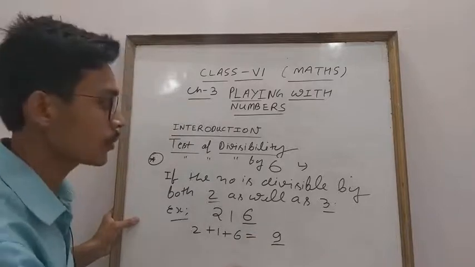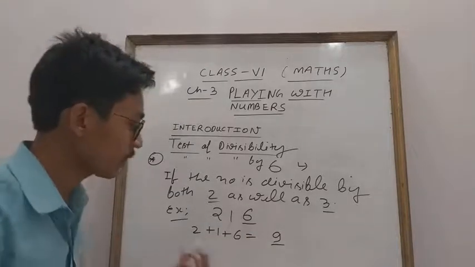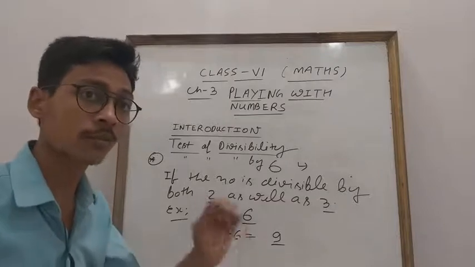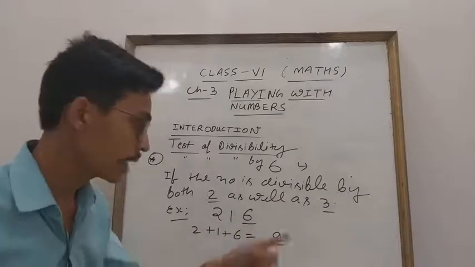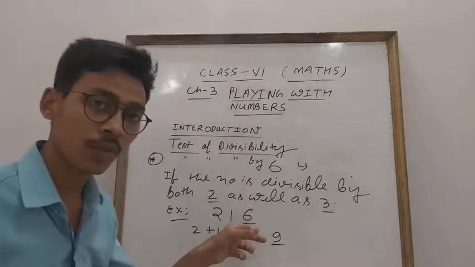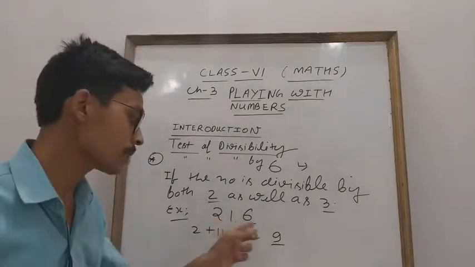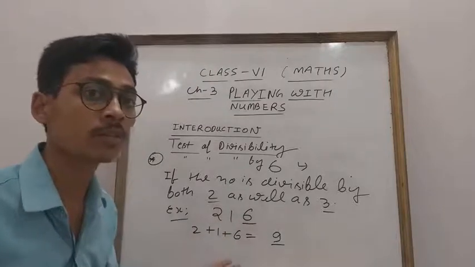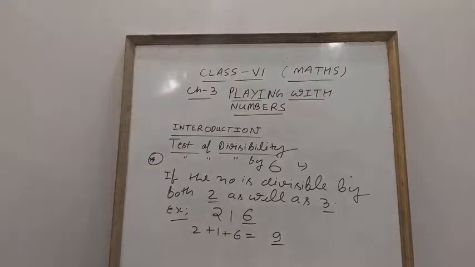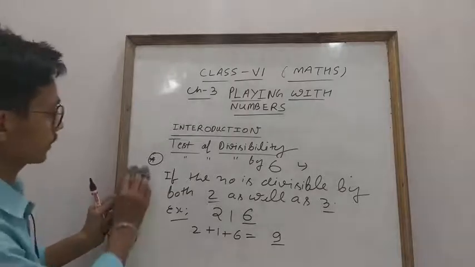Clear student? You have to check both. Here I am writing, here I am not writing so much. But when the examination question comes, you have to give the proper explanation. That the one's place is even, so the number is divisible by 2, and the sum of all digits is 9. The number is divisible by 3, so the number is divisible by 6. Clear student? So this is the test of divisibility by 6. Clear everyone? Okay. Now come to the next.